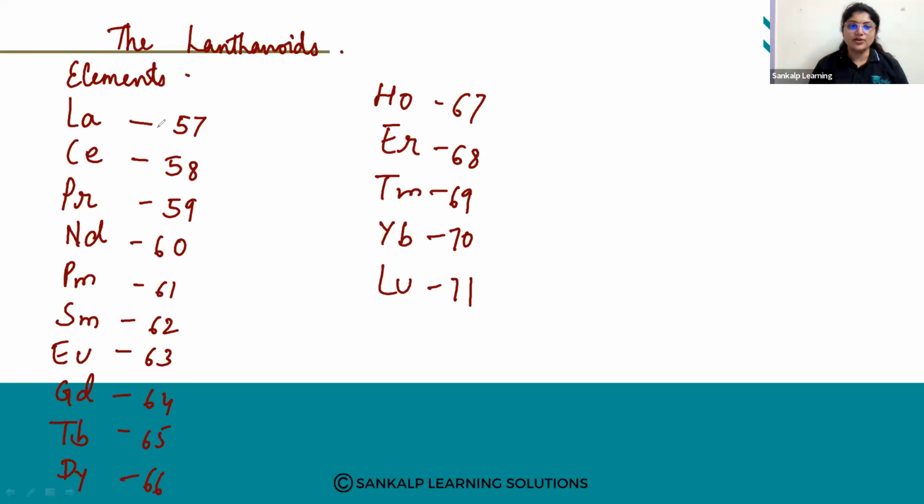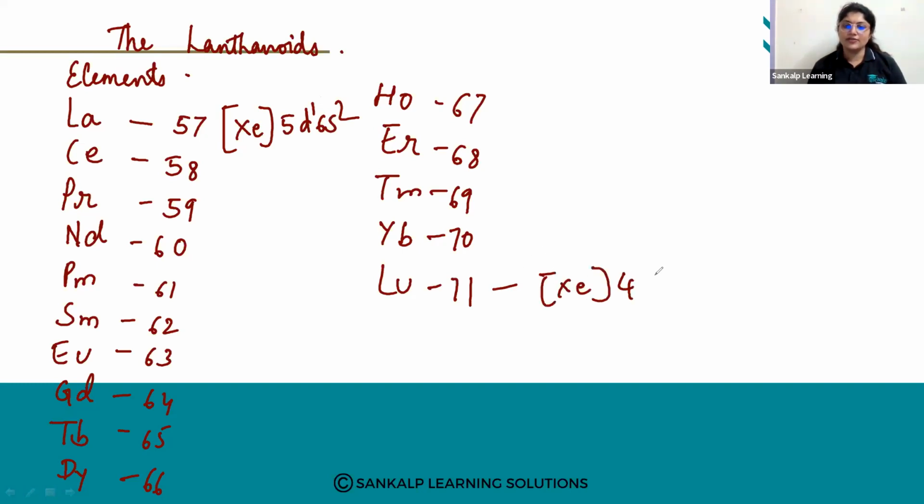So if I write for lanthanum, I'll write it for first and last. You can write it in between. So this will be xenon 5D1 6S2. And when I'm writing for lutetium, it will be xenon 4F14, then 5D1 and 6S2. So these are the general electronic configuration. You can write for the others in between. Lanthanum, and last is lutetium. So these are the elements which come under lanthanoids.